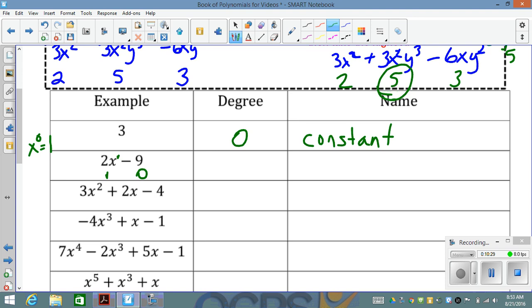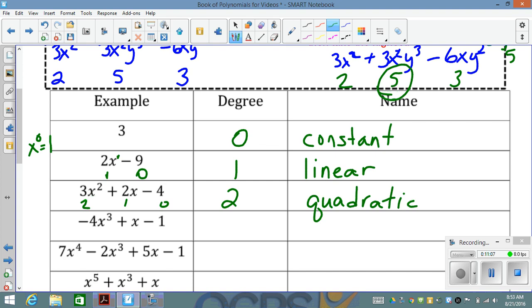For the next example, this is a degree of 1. This is a degree of 0. The highest of those is 1. And a degree of 1 is linear. Okay. So these are our vocabulary. Constant, linear. All right, next example. Degree of 2 for the first term. 1, 0. 2 is the highest. So I'm going to do 2. And our word there is quadratic.